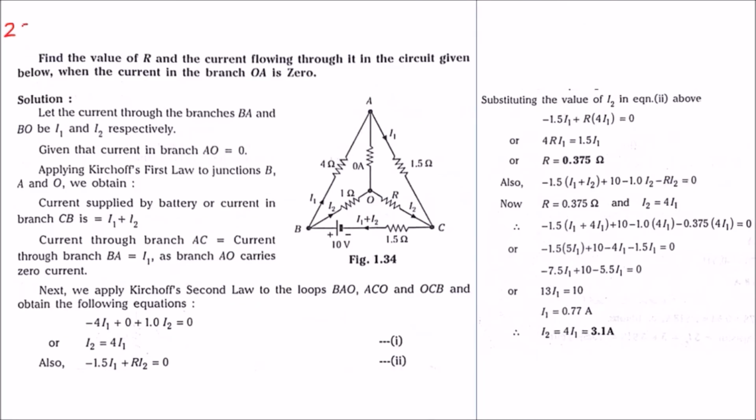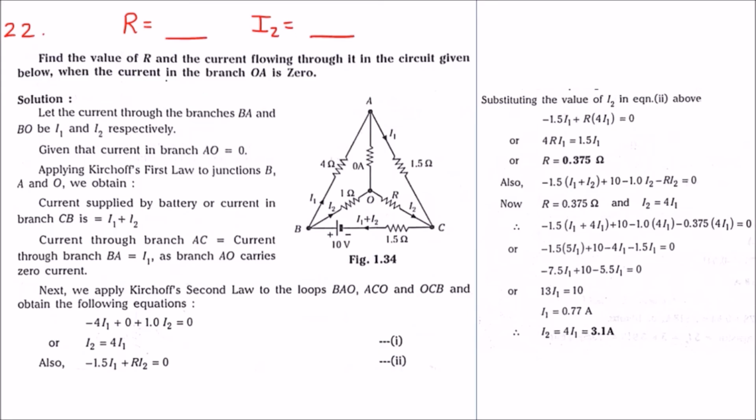Problem number 22. Find the value of R and the current flowing through it in the circuit given below, when the current in the branch OA is 0. So first we need to find R, which is in branch CO, and next we have to find the current flowing through it. From the figure we can see that the current flowing through R is I2. So we have to find these two, R and I2.